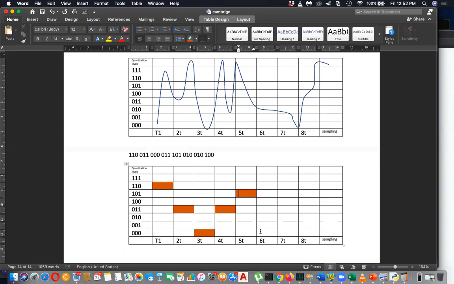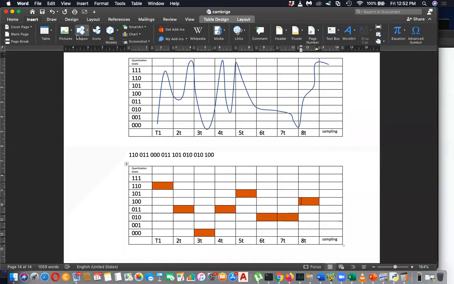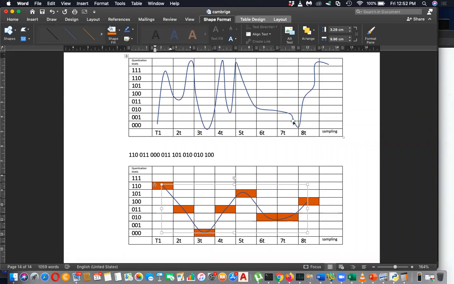Next one is 0, 1, 0. It's here. Again 0, 1, 0. It's also here. Next one is the eighth, 1, 0, 0. It's here. Okay, I'm going to draw the signal now. Let's insert the same thing. Start from the middle, this one going up, this one going up, this one going down, this one, and this one. Let's enter. You can see the resultant signal. Is it the same or different?